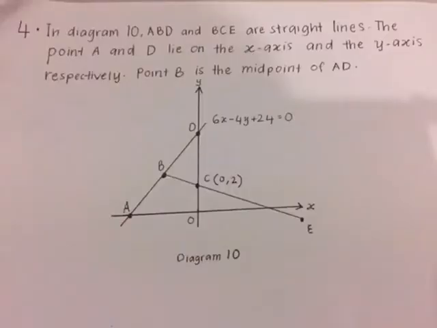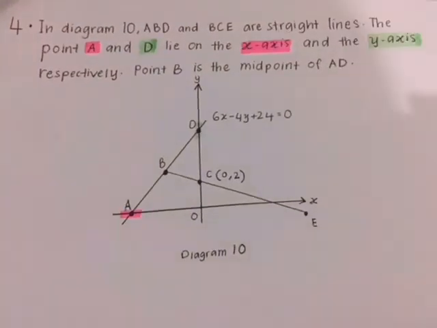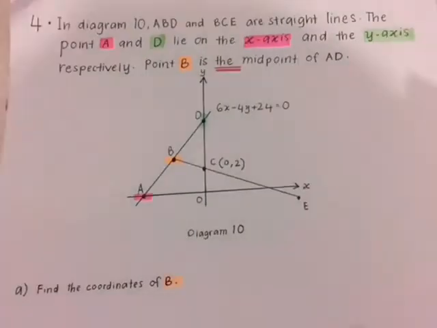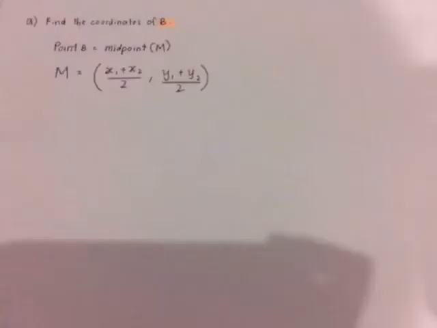Diagram 10, ABD and BCE are straight lines. The points A and D lie on the x-axis and the y-axis, respectively. Point B is the midpoint of AD. Find the coordinates of B. Point B is the midpoint, so to find the midpoint, we must use this formula: M equals (x1 plus x2 divided by 2, comma, y1 plus y2 divided by 2).